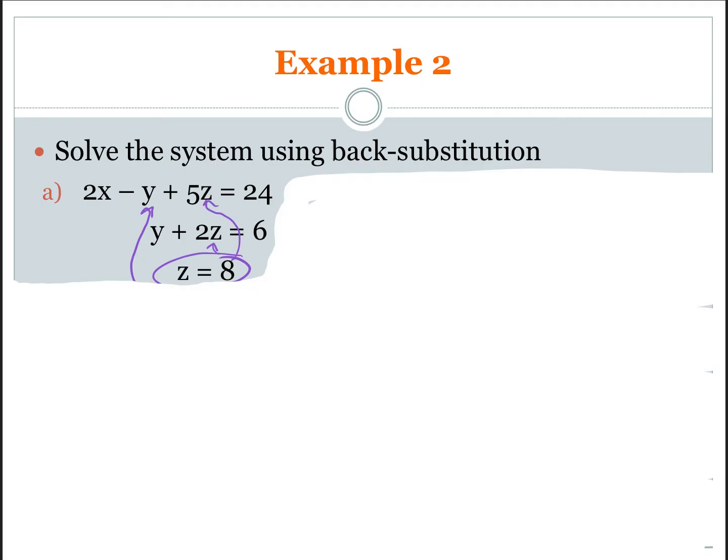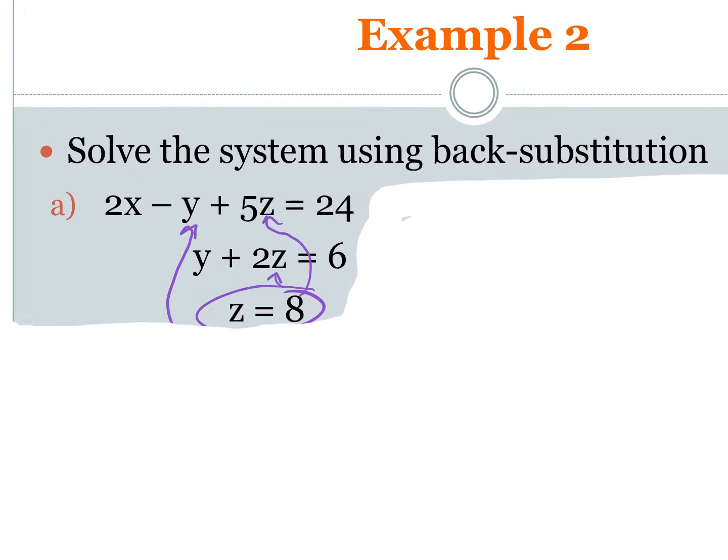The next example we're going to look at is 2x minus y plus 5z is equal to 24, y plus 2z is equal to 6, and z is equal to 8. So we're going to start this one by taking that z is equal to 8 and plugging it in for z in that middle equation so that way we can solve for y.